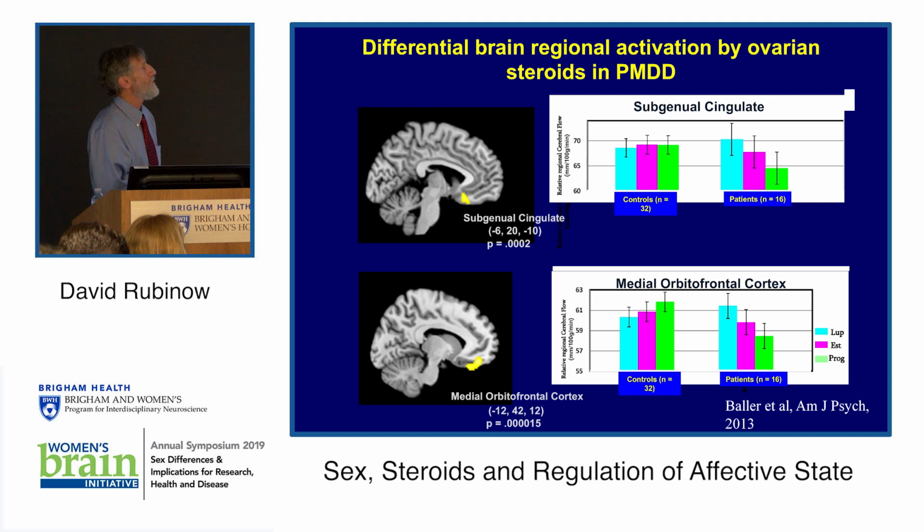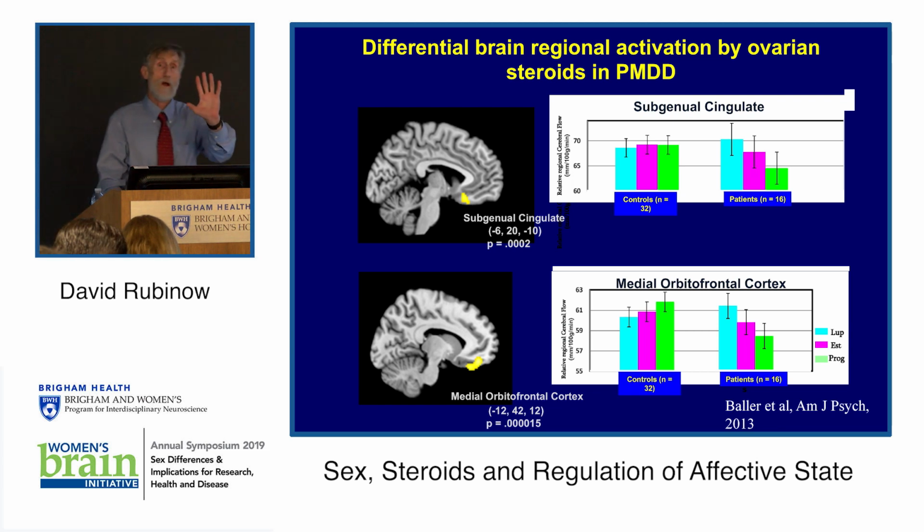So here again, using the Lupron model, looking at these 2 brain regions that are critically involved in affect regulation, controls are basically showing no difference at all in the hormonal state, whereas the patients with a history of PMDD show dramatic differences, real reduction on progesterone in both these regions relative to estrogen replacement.